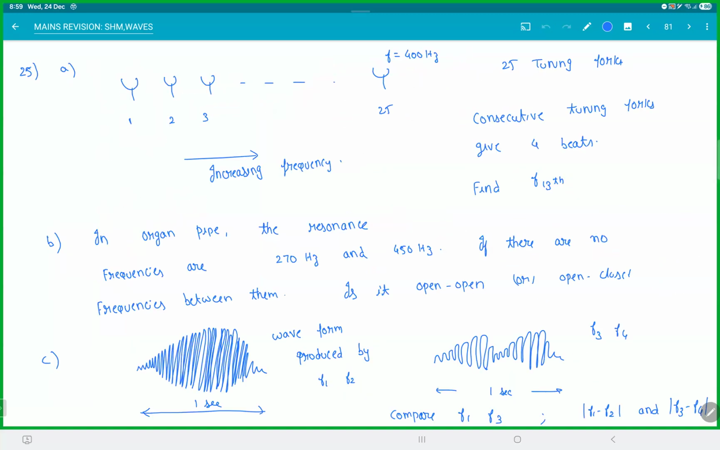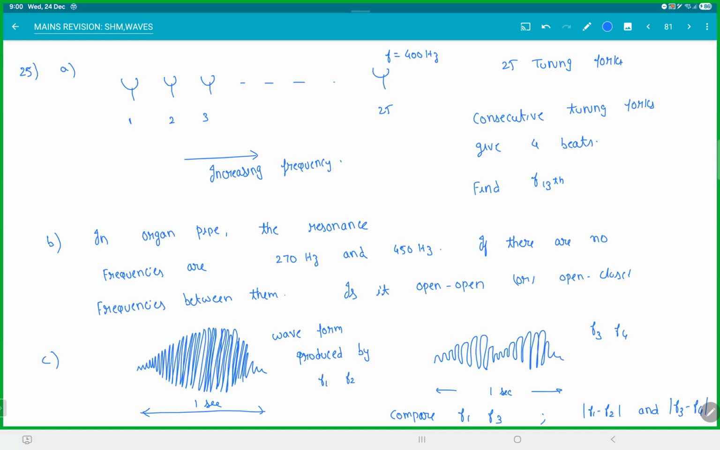Let's get these three. We have 25 tuning forks. The frequency is increasing. The last one's frequency is 400 hertz. Each tuning fork gives you 4 beats. Find the frequency of the 13th tuning fork. The frequencies are increasing till 400. In an organ pipe, the resonance frequencies are 270 and 450. If there are no frequencies between them, is it open or open closed?